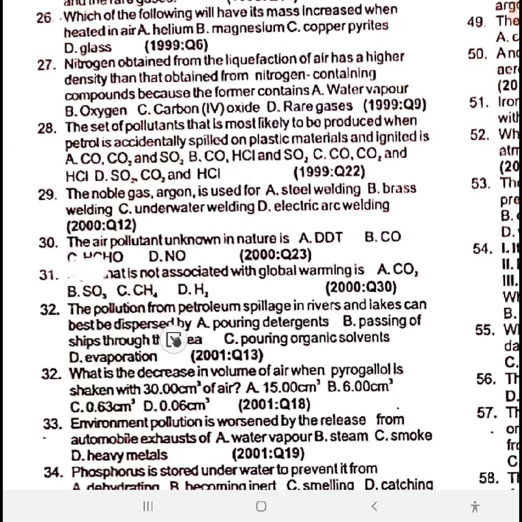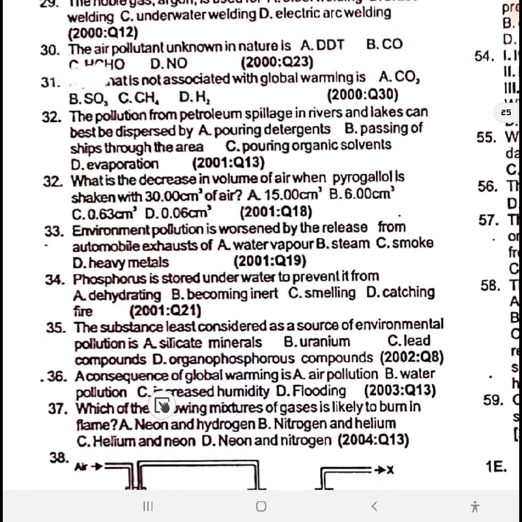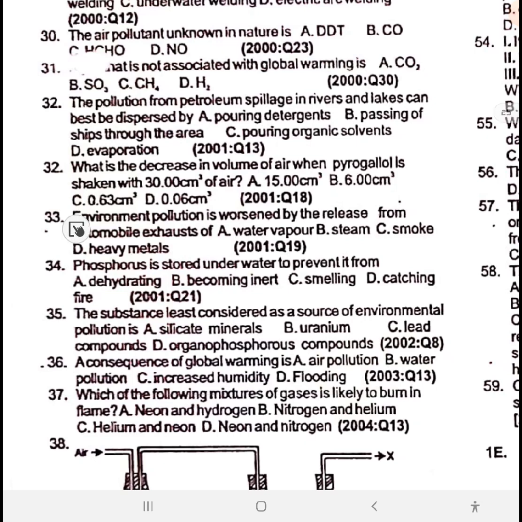They are asking for the gas that is not associated with global warming. Hydrogen. Number 32. The pollution from petroleum spillage in rivers and lakes can best be dispersed by pouring detergent. That's 32. I think there's a mistake here, but this one is pouring detergent. This other one has to do with calculation. We'll skip it. Remember, we'll skip calculations.